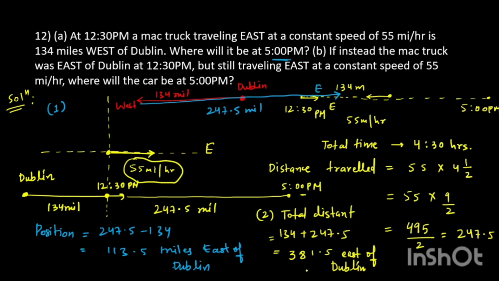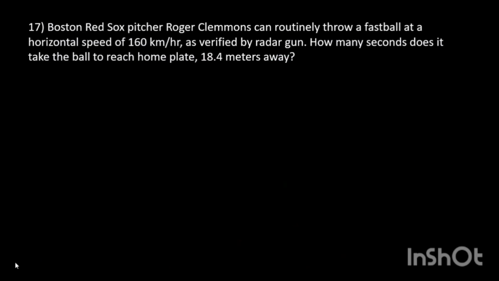Okay. So does it make sense? That makes sense. All right. Let's move to the next question then. The question says, Boston Red Sox pitcher Roger Silliman can routinely throw a fastball at a horizontal speed of 160 kilometers per hour as verified by the radar. How many seconds does it take the ball to reach the home plate 18.4 meters away?